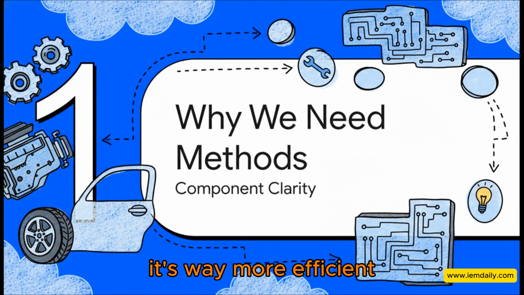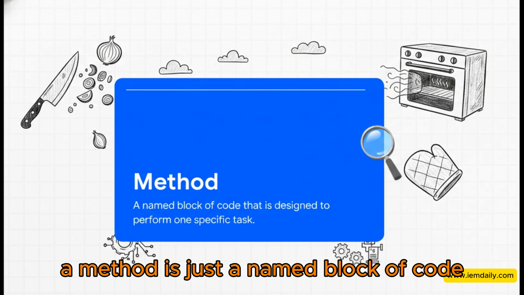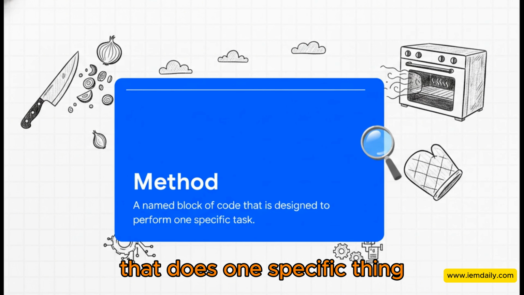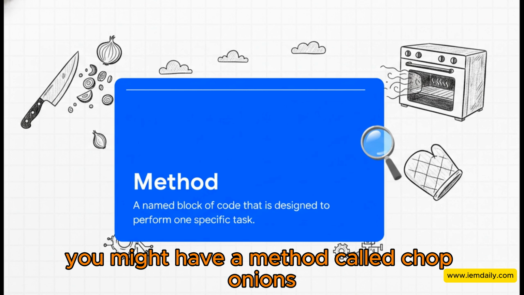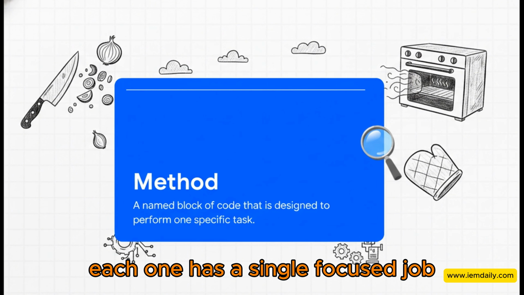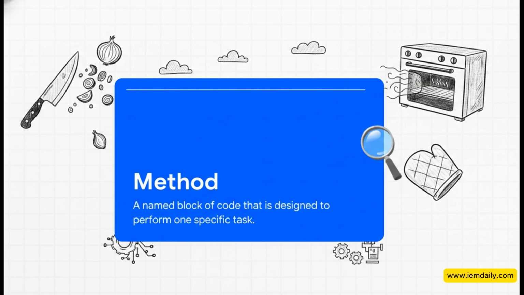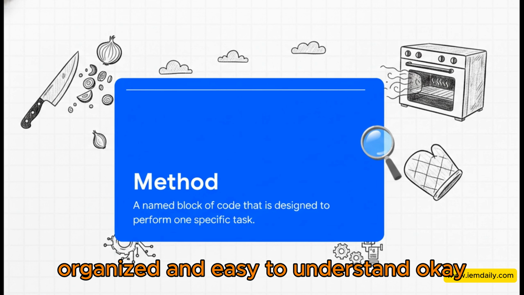It's way more efficient. So what's the official definition? A method is just a named block of code that does one specific thing. That's it. Going back to our recipe, you might have a method called chop onions or one called preheat oven. Each one has a single, focused job. That focus is the absolute key to keeping your code organized and easy to understand.